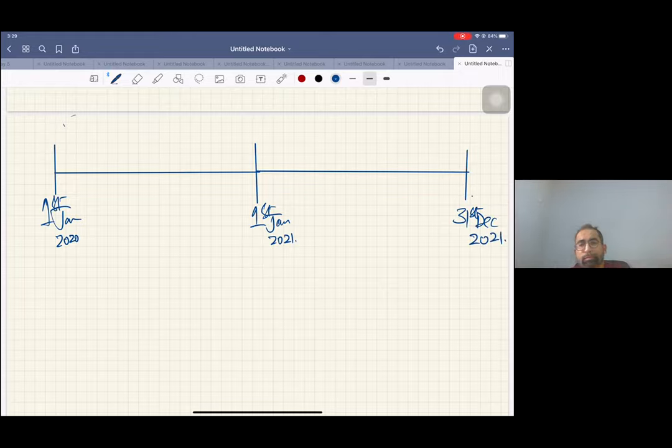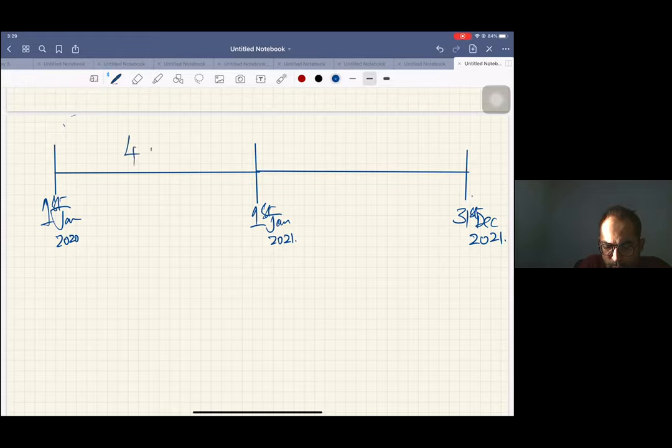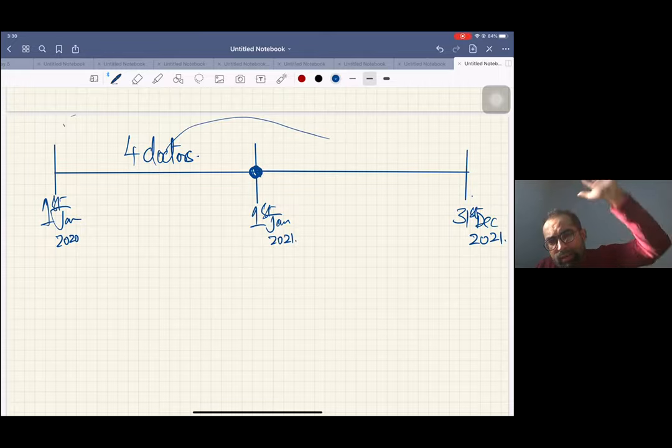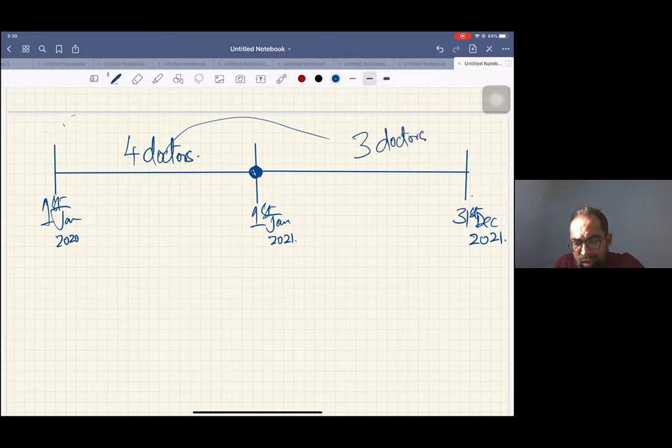Now listen, there was a hospital in which there were four specialist doctors last year. Okay. There were four specialist doctors last year, right? And at the beginning of this year, please listen to my example very carefully, at the beginning of the second year, one of those specialist doctors left. He left for Canada. Let us say he left the country, he moved out to some other place. So now three doctors are left here.